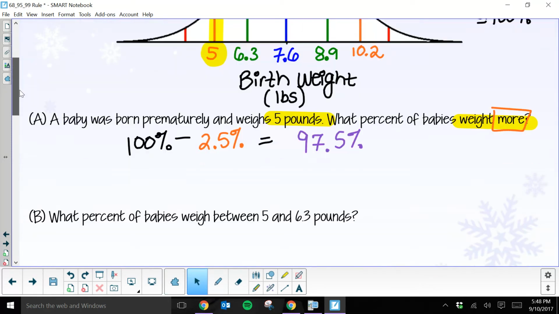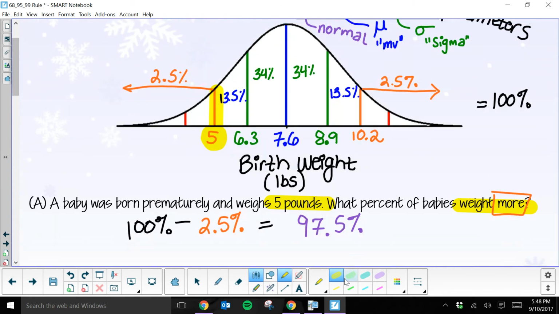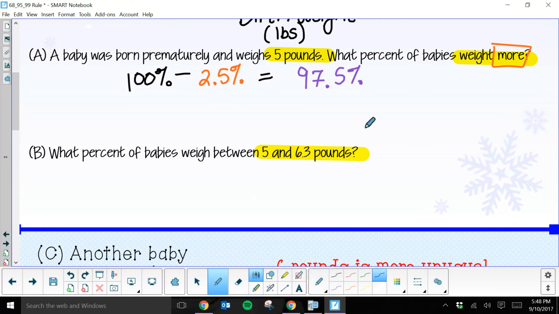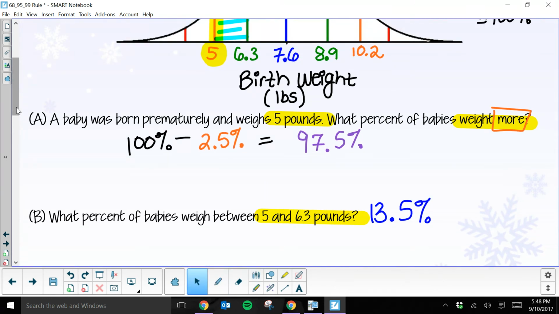And we'll just do one more question to help it stick. We want to know what percent of babies weigh between 5 and 6.3 pounds. Oh, that's pretty easy. Here's between 5 and 6.3. Oh, would you look at that? We've already labeled 13.5. Done. 13.5%. And there are so many questions that you can continue answering, so there's a part C, but we're just going to do A and B for now because I think that'll help you see.